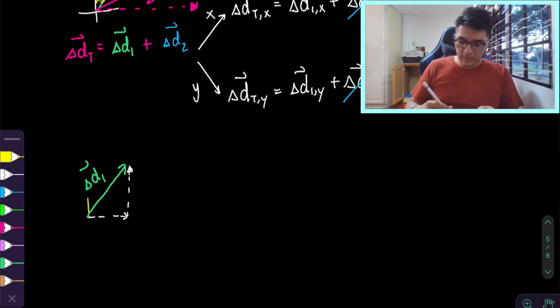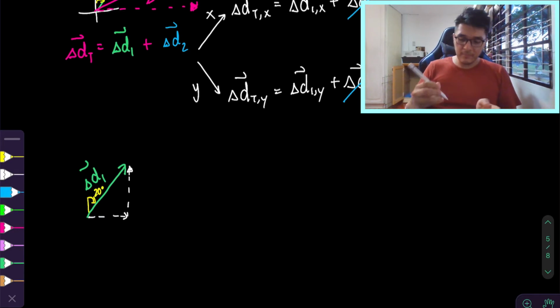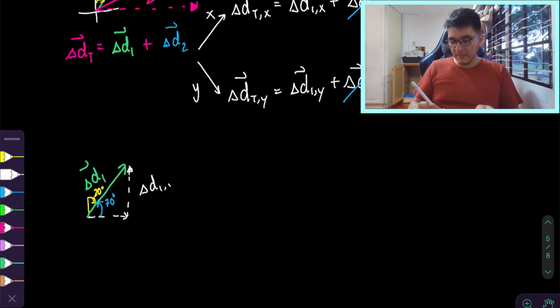So before we were given the angle of 20 degrees, but that was closest to the y-axis. In the previous video, I showed you that it is much easier to consider it closest to the x-axis. So take advantage that it's always a 90-degree angle for the coordinate system. So this means that this angle should be 70 degrees. Let's label this as the y component and this as the x.